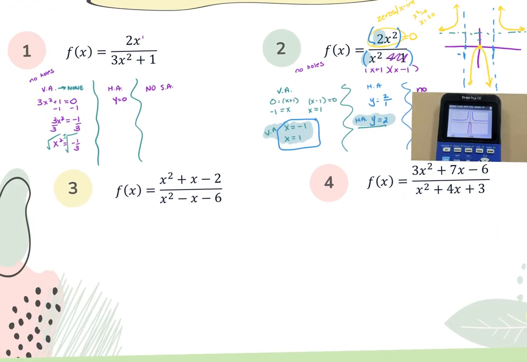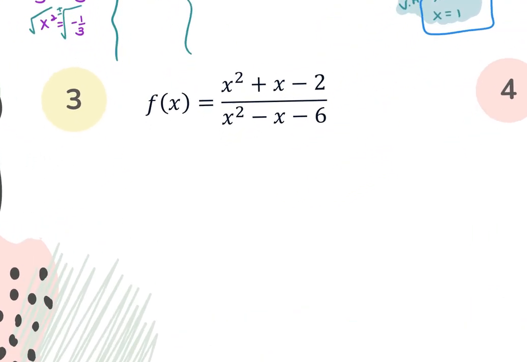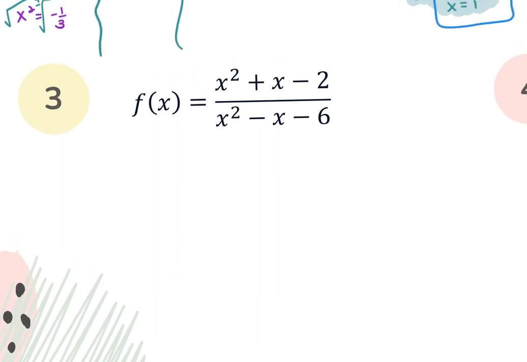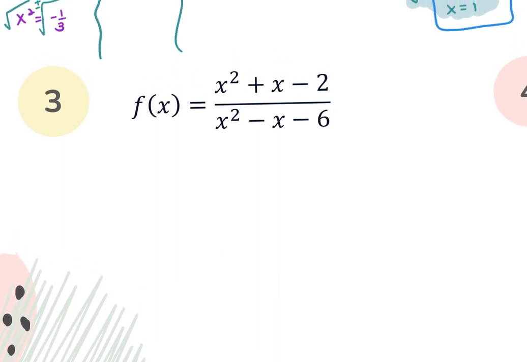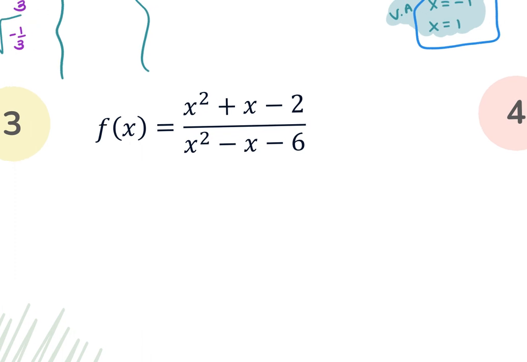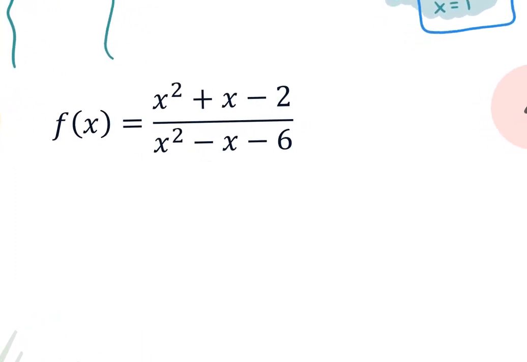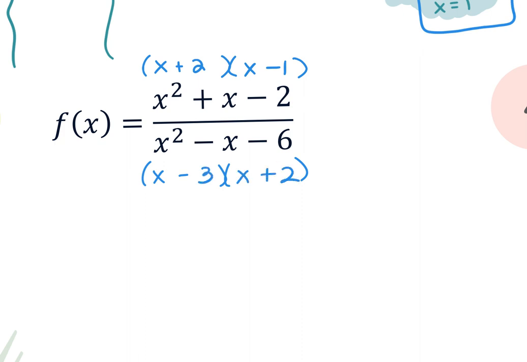All right, let's go to 3. So what's the first thing we're going to do on 3 that we haven't had to do yet? Can you factor the numerator and the denominator this time? Yep. So in the numerator, I'm looking for the factors of -2 that sum to +1, which would be +2, -1. In the denominator, I'm looking for the factors of -6 that sum to -1. So -3, +2.